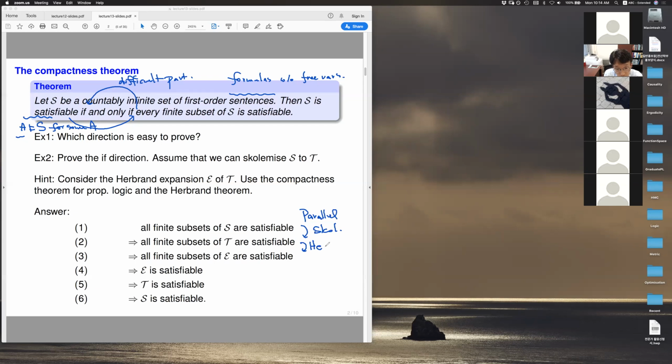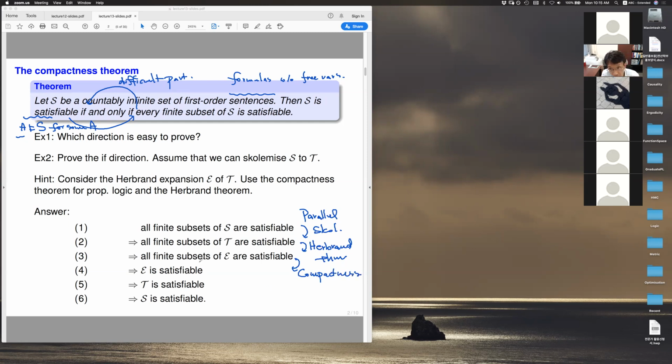And the Herbrand model is essentially identical to the Herbrand expansions. Something being true on the Herbrand model says the same thing as the Herbrand expansion being satisfiable. So in the propositional logic sense, going from step 2 to step 3, you can just use the Herbrand theorem. Now going from step 3 to 4, we can use the compactness theorem for propositional logic.